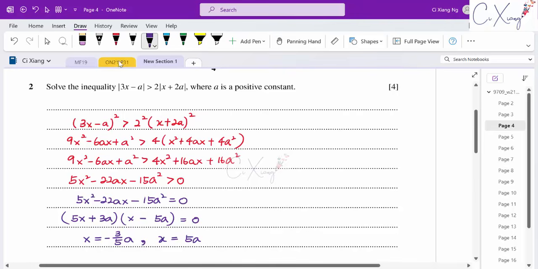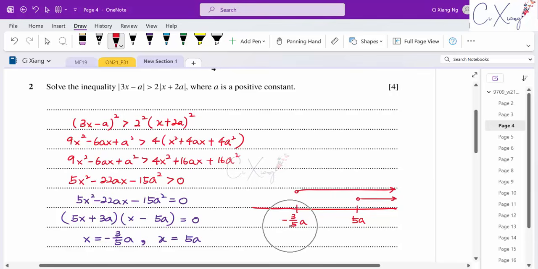After I get the critical values for x, to solve this inequality, I will draw the number line. The smaller value of x is negative 3a over 5 here, and x equals 5a is the larger value, so I put it on this part. For the brackets, it is positive, so both brackets should be going to the right. When x is greater than 5a, this particular bracket is positive. Therefore, I draw the arrow to the right-hand side.